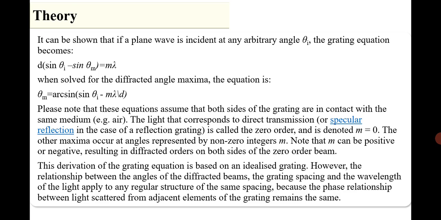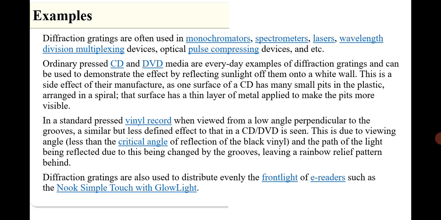This derivation of the grating equation is based on an idealized grating. However, the relationship between the angles of the diffracted beams, the grating spacing, and the wavelength of the light applies to any regular structure of the same spacing, because the phase relationship between the light scattered from adjacent elements of the grating remains the same.